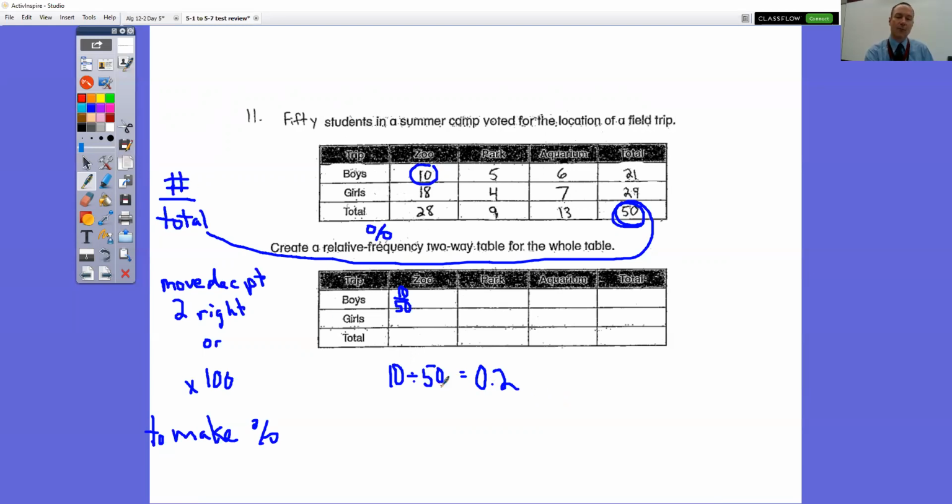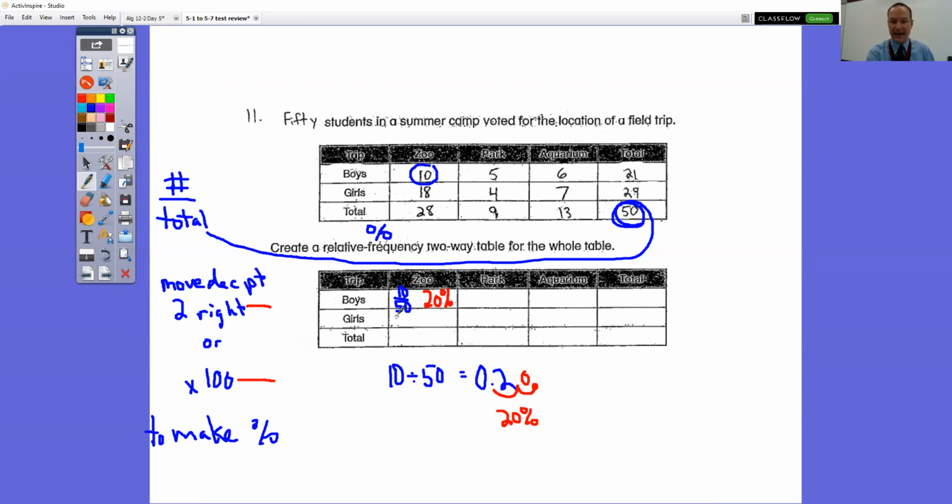After you get that 0.2, we have to either move it 2 places to the right or multiply it by 100. I like to move it 2 places to the right. So we move it 2 places to the right, you get 20%. That's going to be the number that you type in as your answer, 20%. Take a look at the next one.